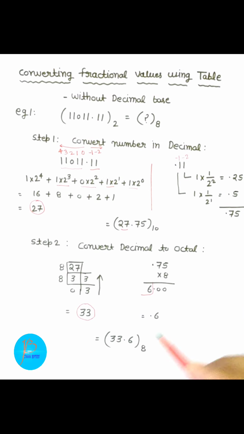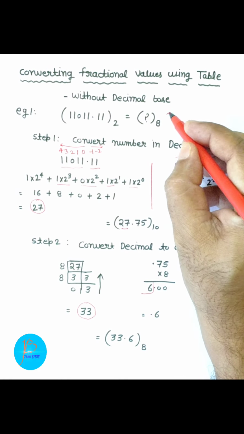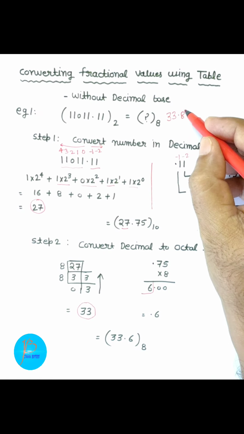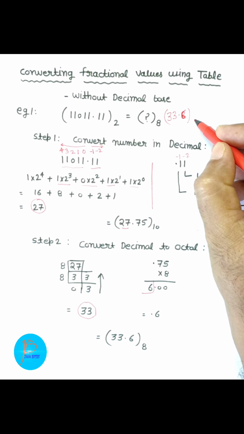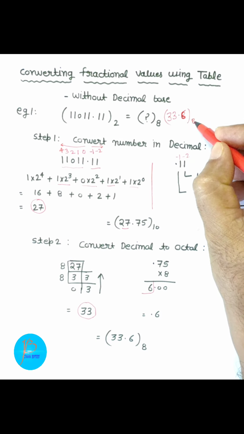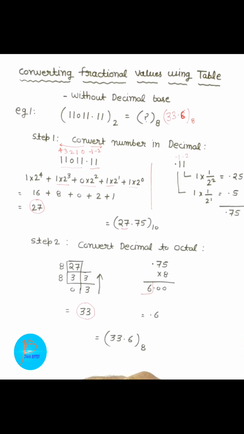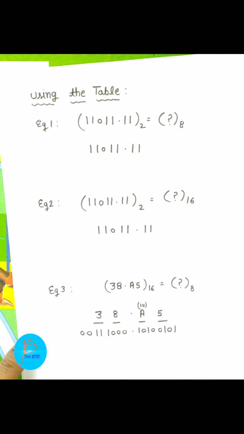So children, now your final answer will be 33.6 on the base of 8. Okay children, so my final answer is 33.6, sorry, 33.6 in base 8. So it was the traditional approach, children. Now we have to see how we can perform the same operation using the conversion table. For that, children, we can also look at a few examples.